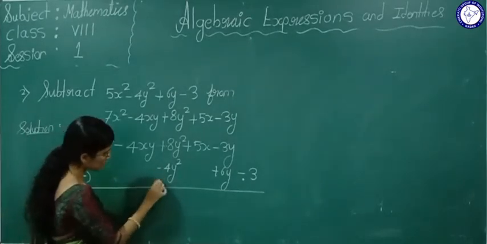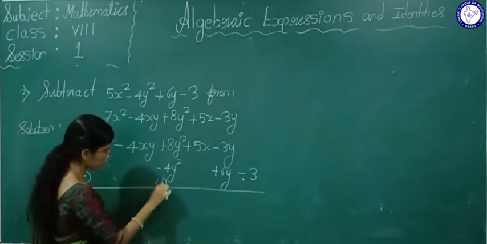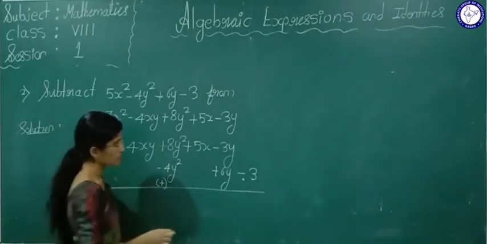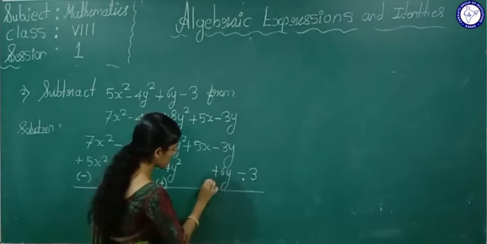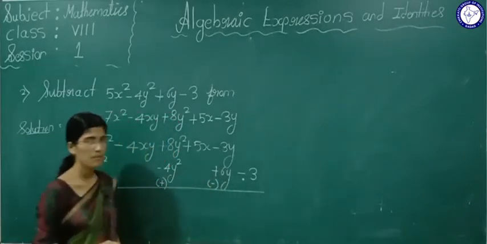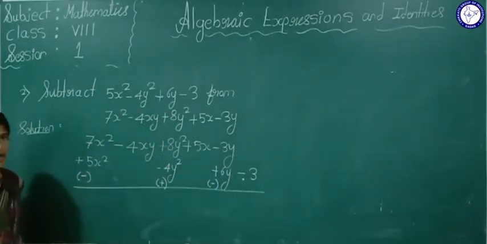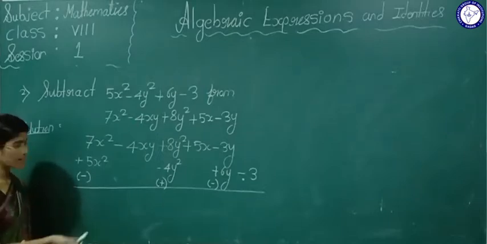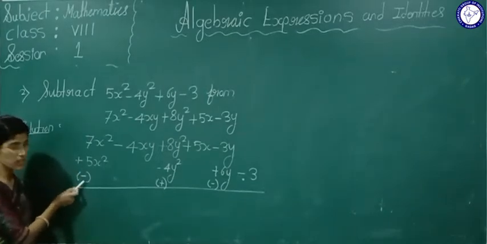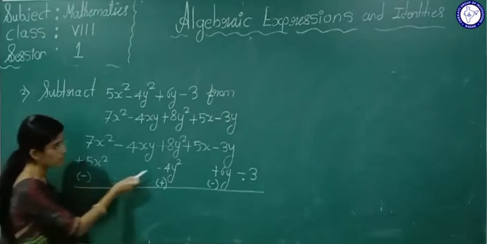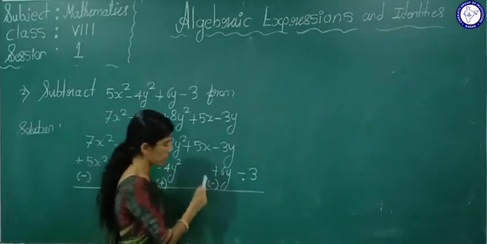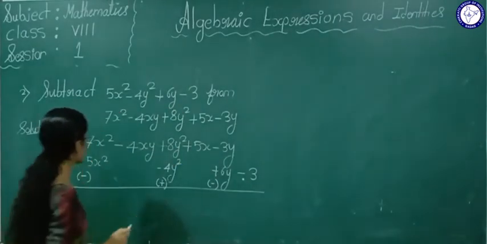Now here minus is there, the sign is going to be changed, it will become plus. Here plus is there, it is going to become minus because we are subtracting. When we are subtracting, the signs are going to be changed. Here plus will become minus, minus will become plus, plus will become minus. Now perform.